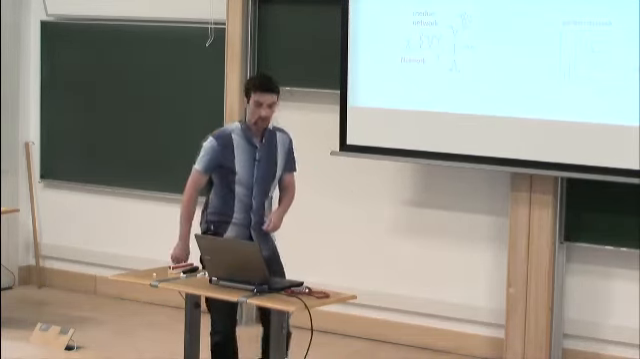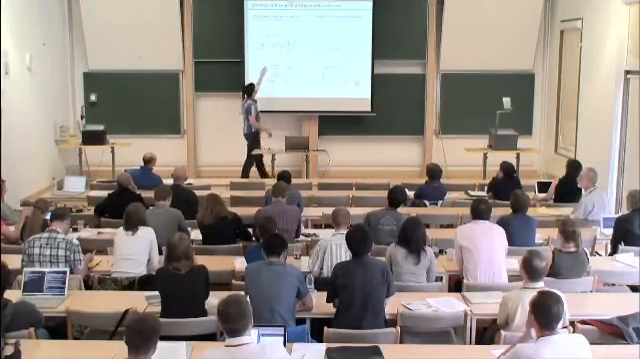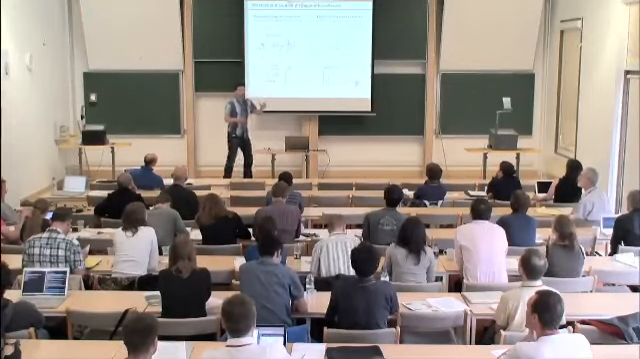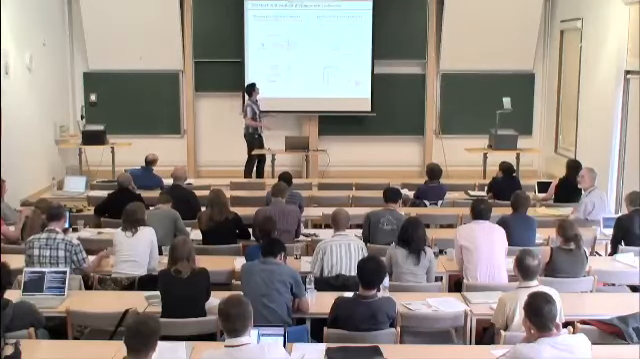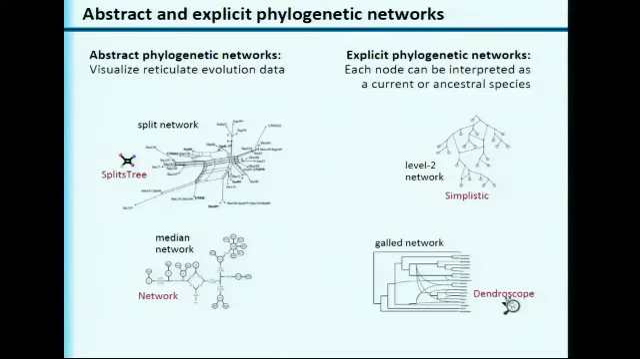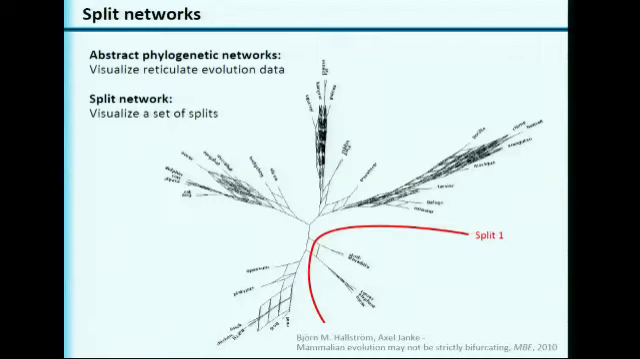So here you have those networks where it just displays data. You cannot interpret those inner nodes as ancestral species, whereas here in those networks you can. Those leaves are the current species, and the other ones are the ancestral ones. And those methods to reconstruct those networks were developed quite independently in the last 30 years.